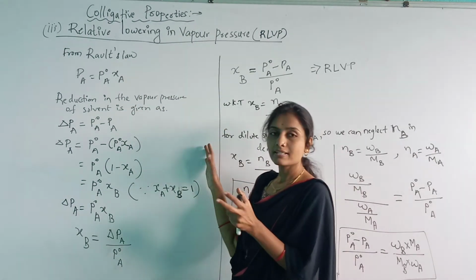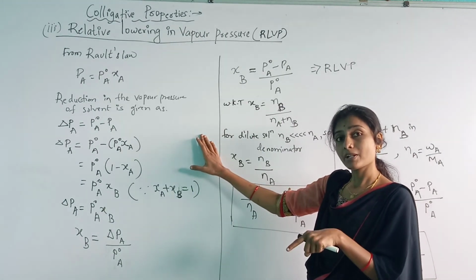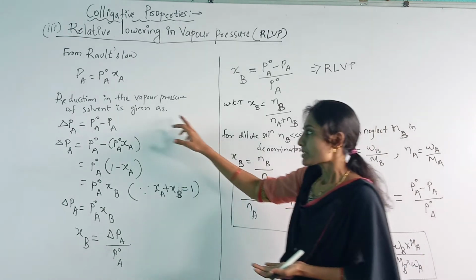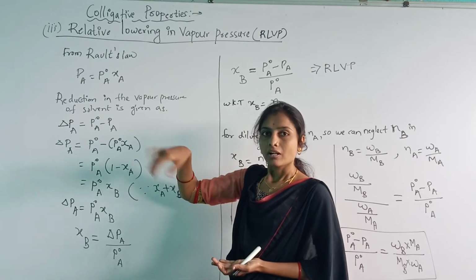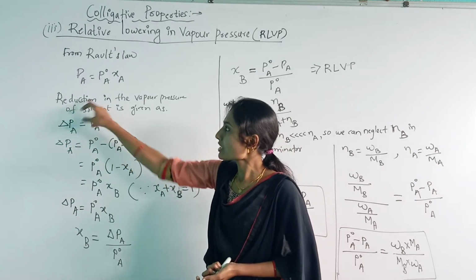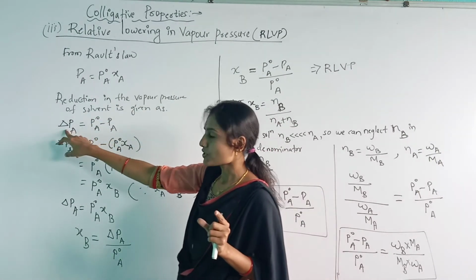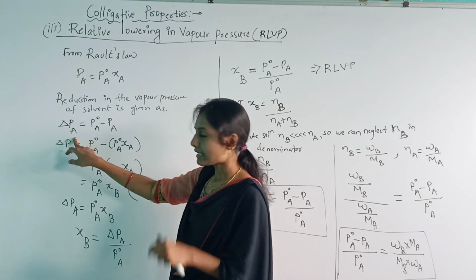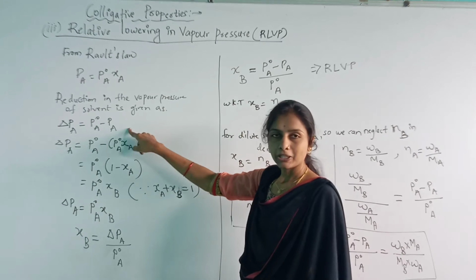We are considering the solvent A, and we are assuming a reduction in the vapor pressure, that is, initially and after some time. So P naught A is the initial pressure and PA is the pressure after becoming a solution. That is the reduction in the vapor pressure of solvent A. Reduction refers to the change. Change is given by delta P, and A refers to solvent. I can write delta PA is equal to P naught A minus PA.